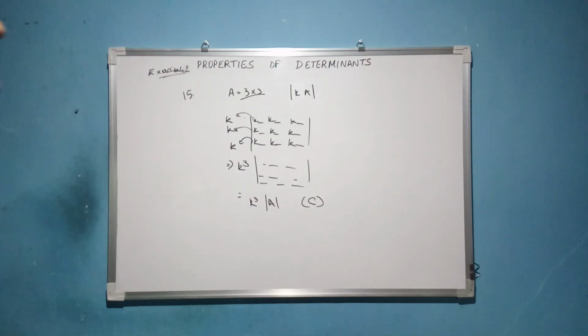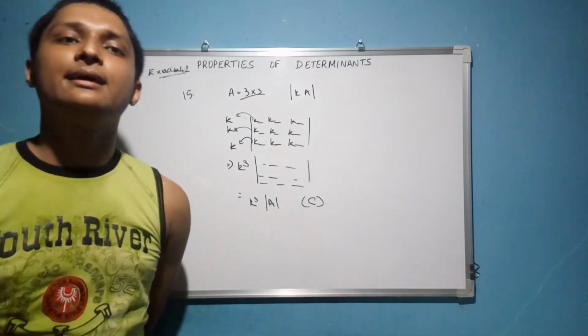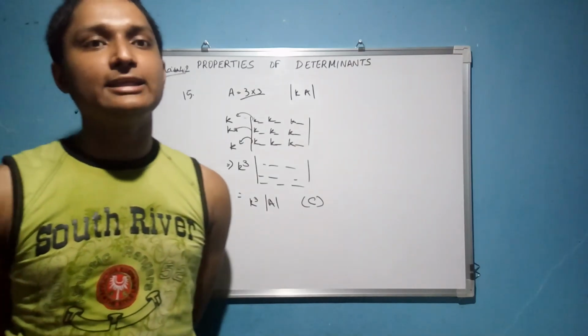That's it all about the properties of determinants. In the next part, you are going to learn about the area of a triangle.